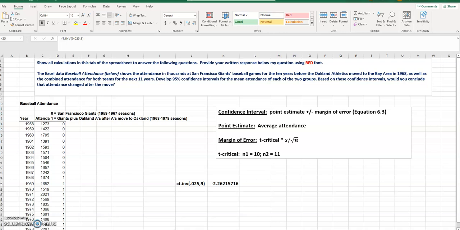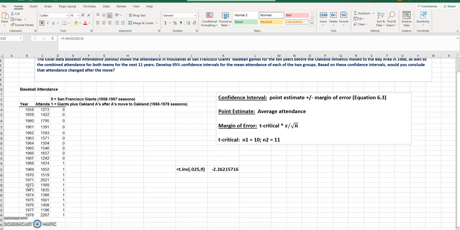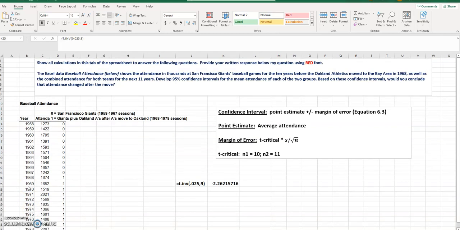The first will be chapter 6, which is confidence intervals. So you've got some data here. It looks like it's attendance data from a baseball stadium, San Francisco Giants and Oakland A's out in the Bay Area of California. Looks like we've got some San Francisco Giants data from 58 to 68, and then Giants plus A's over in Oakland from 69 to 78. What we're trying to do is come up with confidence intervals for the actual parameter, the actual attendance, based on these two samples. So we're going to do these separately.